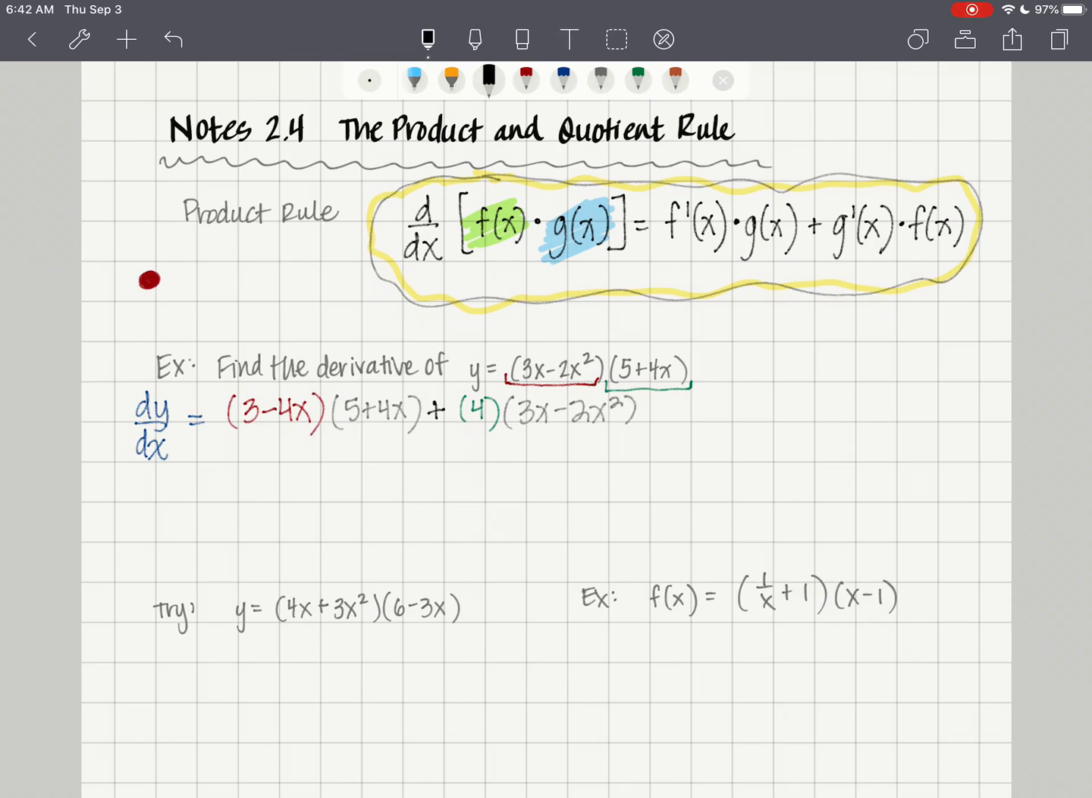And now we simplify. So now I have, let's see, 3 minus 4x times 5 plus 4x. That's going to be negative 16x squared. And then I'm going to have negative 20 plus 12 is negative 8x. And then 3 times 5 is 15 plus 12x minus 8x squared. We'll combine like terms. I get negative 24x squared plus 4x plus 15. And that is what our derivative is, which we write as dy dx.